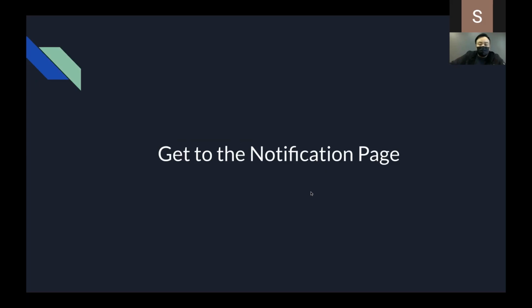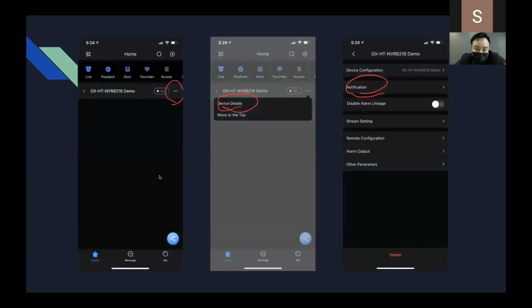This one shows you how to get to the notification page. Once you create your account on the DMSS app and you have already added your camera, I mean NVR, to your app, you will find it on Home here, and here shows your device list. Click on the device you want. There's a more options button with 3 dots. You will see this drop down list. Click on device details, and you will have this interface up. Then you go to notification.